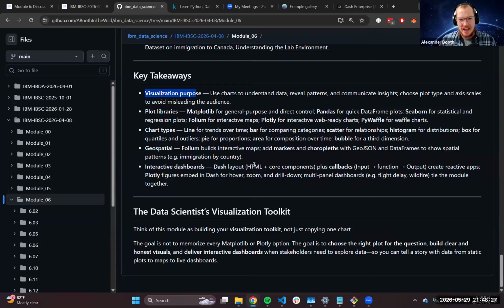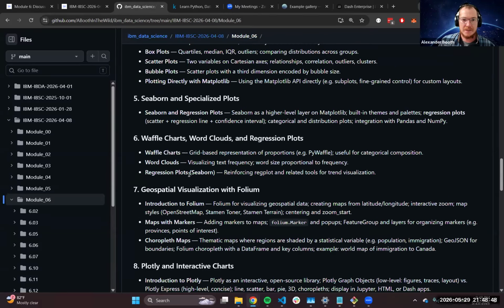We did a deep dive into Dash as well with event-driven architectures, but I think that's a little bit out of scope for this review. I think it's just the idea: build clear and honest visuals, deliver interactive dashboards as needed for self-serve analytics. How do you tell stories with data from static plots to maps to dashboards?